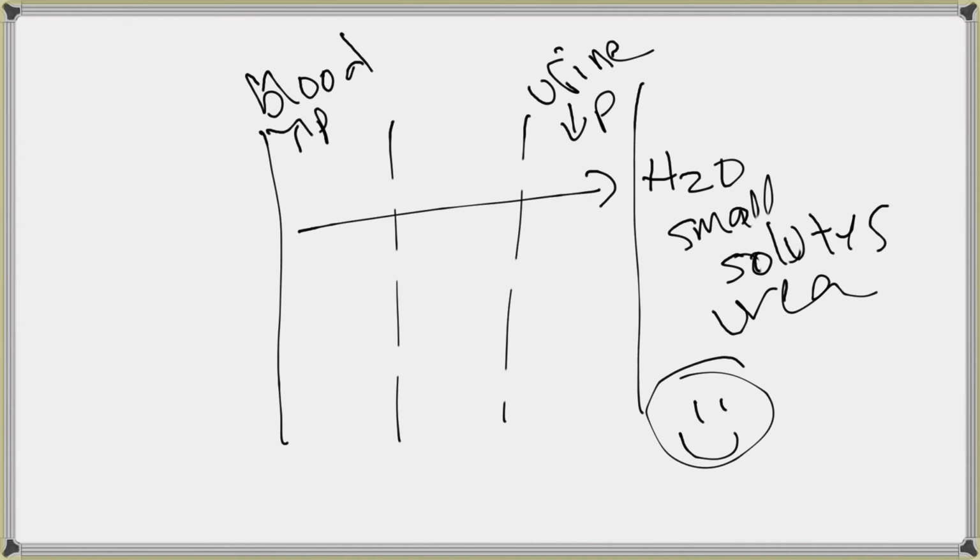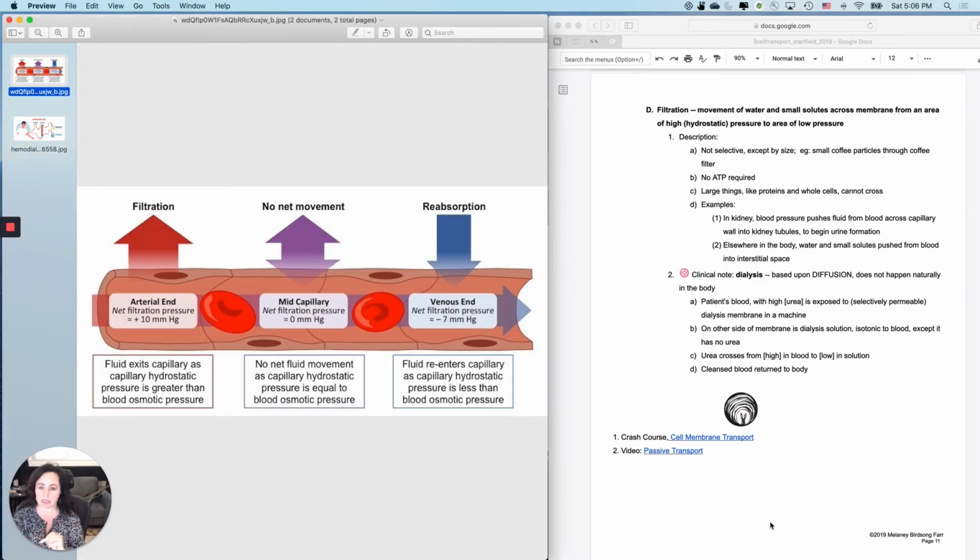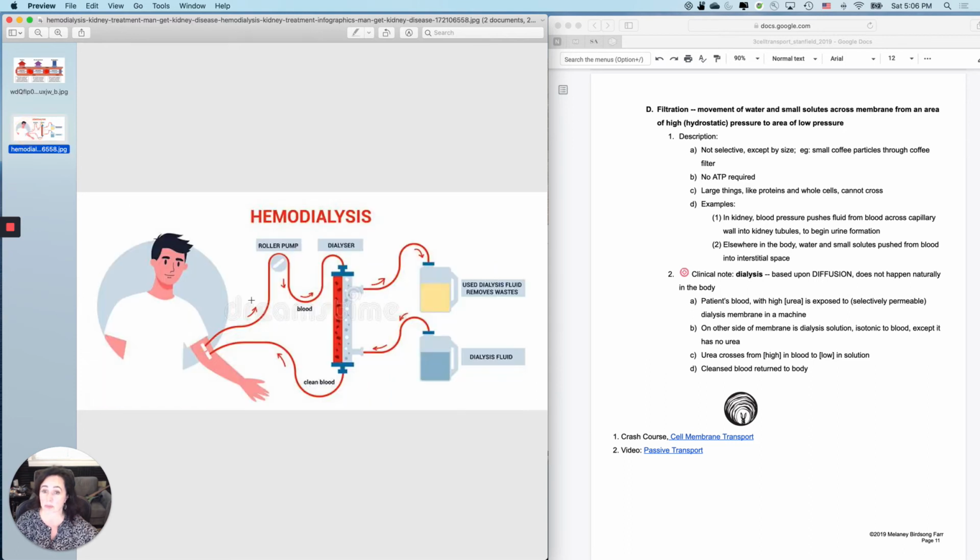But what happens if your kidneys fail you? Well, if your kidneys fail you, you are going to start to accumulate urea and other waste products in your bloodstream. And you might need to do the process of hemodialysis. With hemodialysis, you're going to have to cheat, because filtration is failing you since you've got damaged kidneys for whatever reason. And you are going to have to do diffusion because filtration failed you.